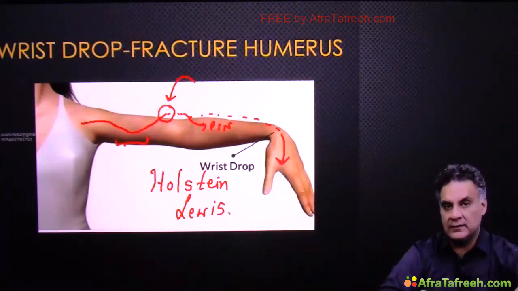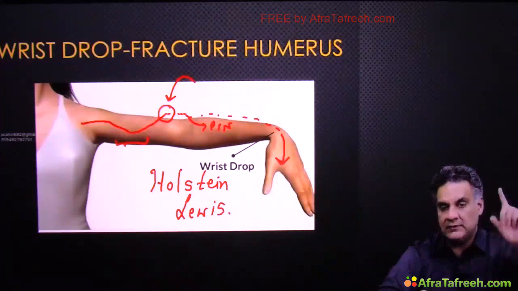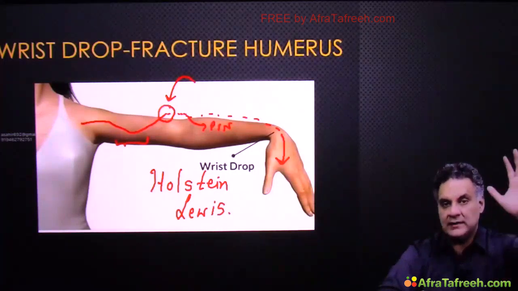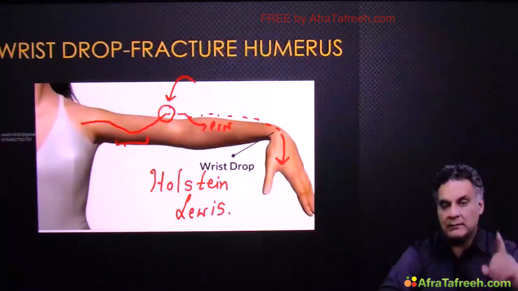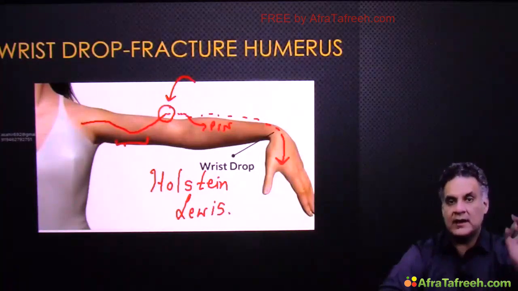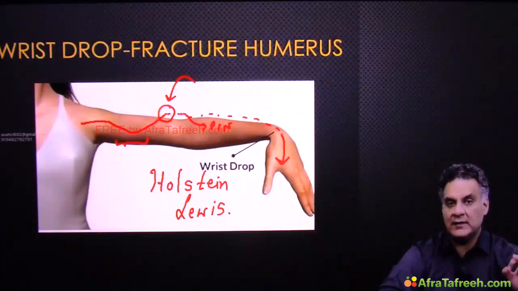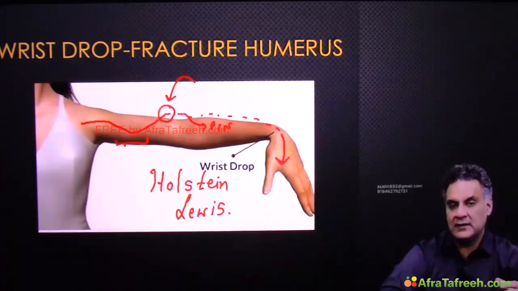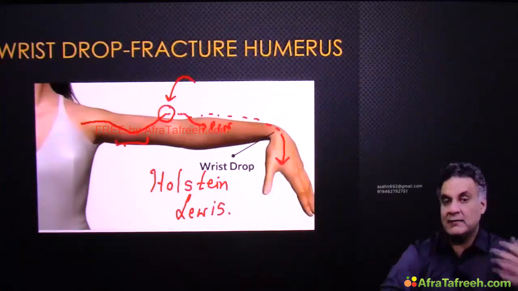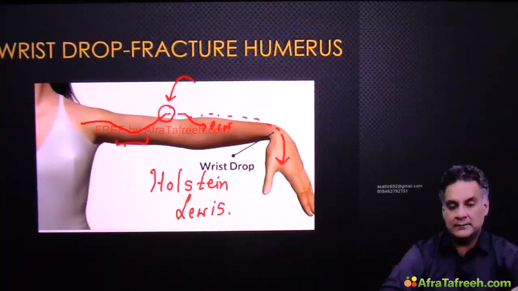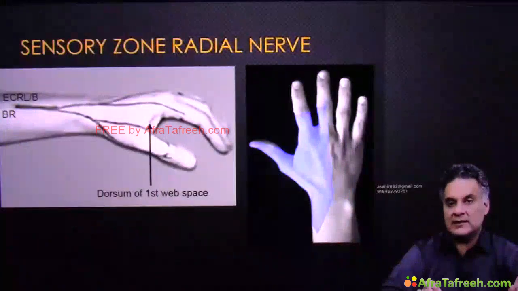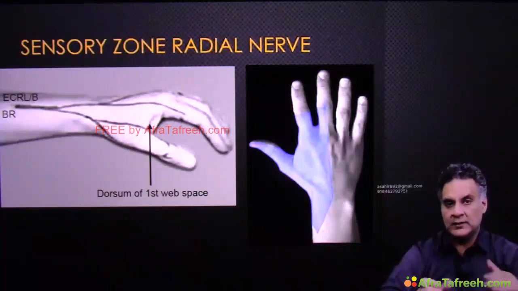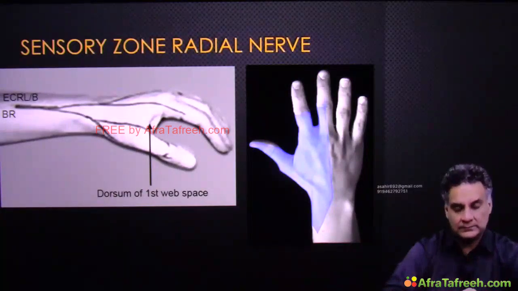Radial nerve, wrist drop. Whenever there is radial nerve damage, there will be a wrist drop. Remember, the radial nerve has the best prognosis of recovery among the damaged nerves. Usually in medical science, common things behave better. And then the sensory supply: remember the zone, the first web space.